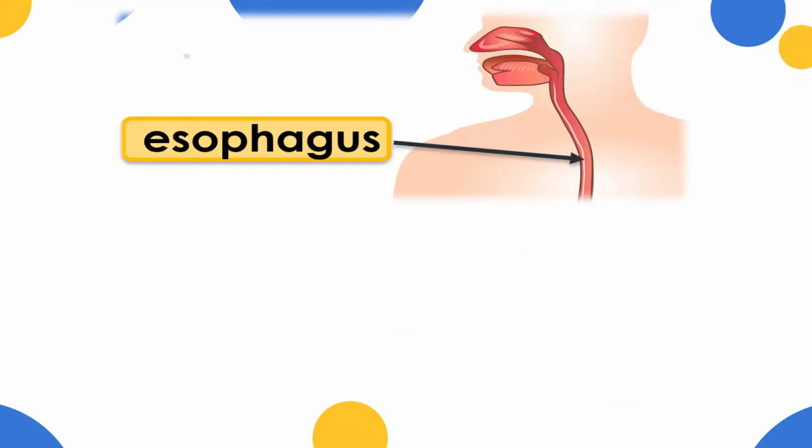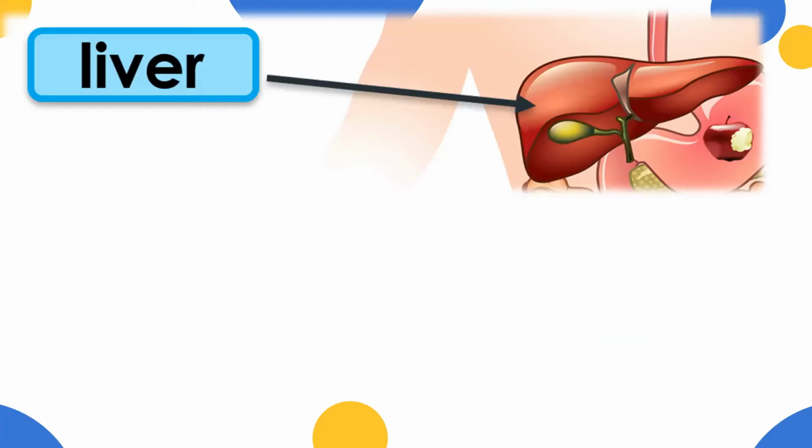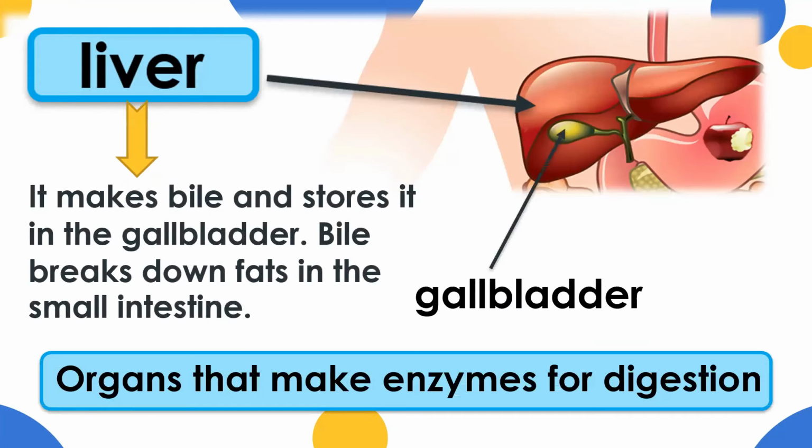So we also have the esophagus. This tube here is the esophagus. It is a hollow tube about 25 centimeters long, connecting the throat to the stomach. It squeezes and expands to move food from the mouth down to the stomach. So that's the esophagus. Next, this is the liver. Take note that the liver is an organ that makes enzymes for digestion. It makes bile and stores it in the gallbladder. Bile breaks down fats in the small intestine. This is called the gallbladder.